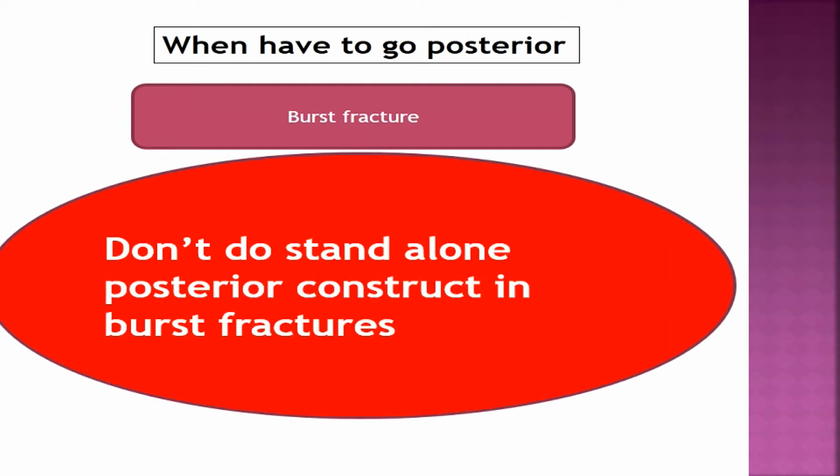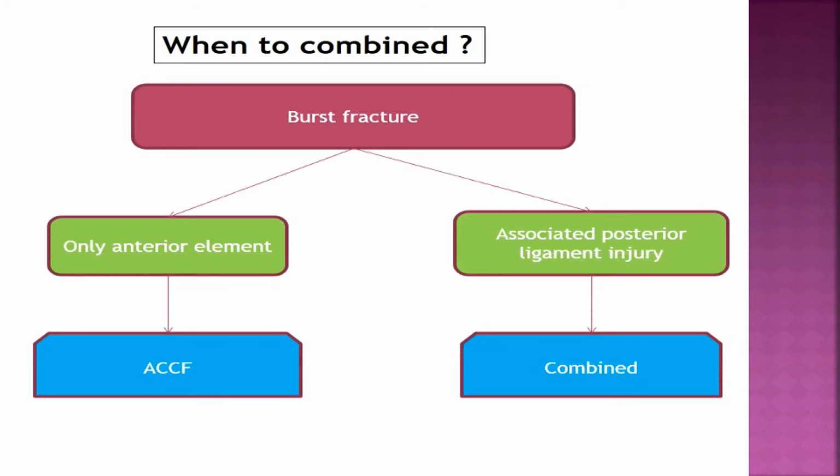Ideally not. In a patient who has a burst fracture, a standalone posterior construct is not ideal, a lot of the time because the anterior compressed vertebral body tends to collapse and usually leads to failure. But theoretically there is a role for a combined approach. Whenever there is an associated significant posterior ligamentous injury, you may have to think of a combined anteroposterior procedure. And this is what the literature does say.